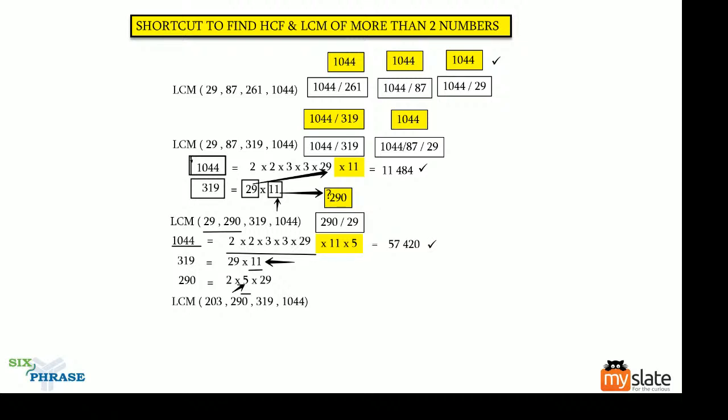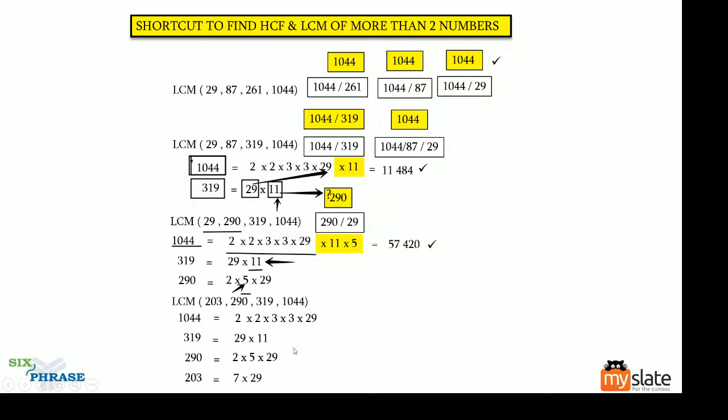Okay. So finally, we have the final example where none of the numbers divide the other number. 319 doesn't divide 1044. 290 doesn't divide 1044. No number divides the other number. In this case, you have to prime factorize all the numbers. This is a very rare case. But still, this method is easy. Learn to understand it this way, guys.